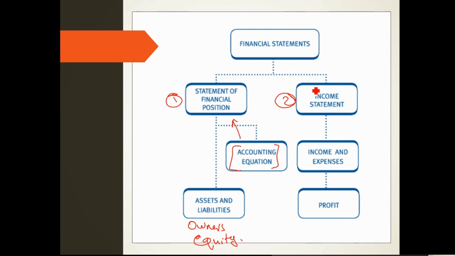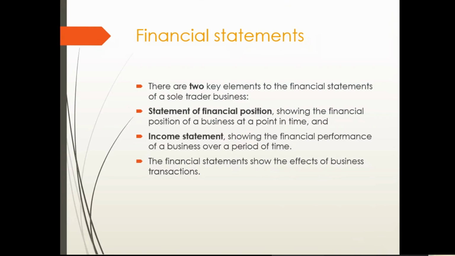The second financial statement we will talk about is the income statement. In the income statement, we will put the income and the expenses. When we deduct the expenses from the income, we reach the profit. So those two are the main financial statements, and we're going to learn what the items in each one are and how we can arrange them to make the financial statement.